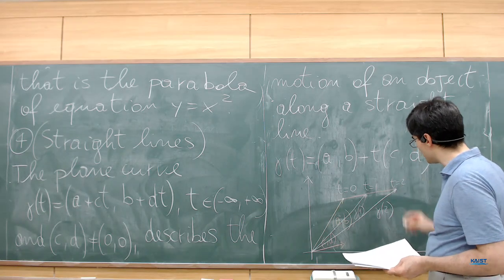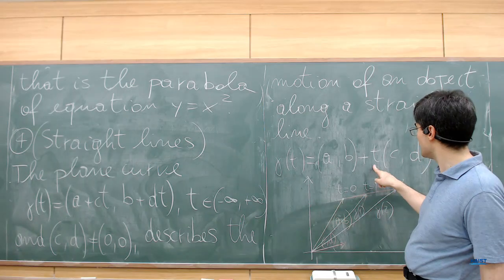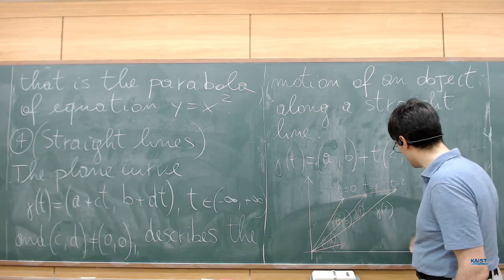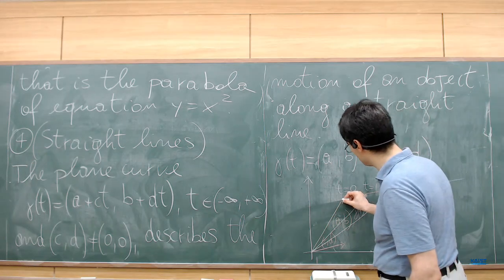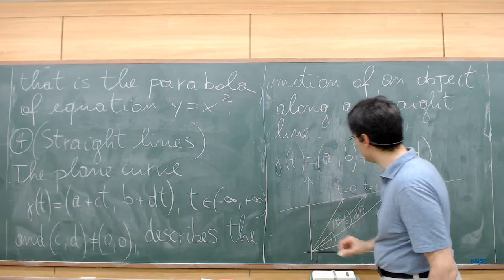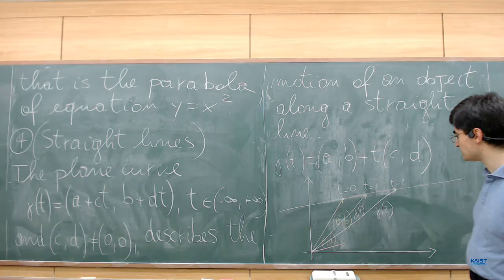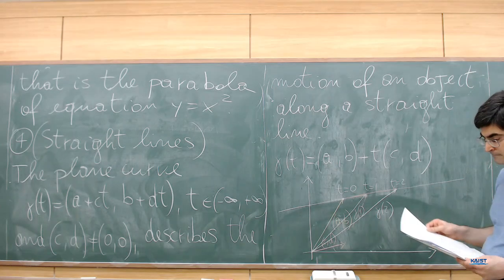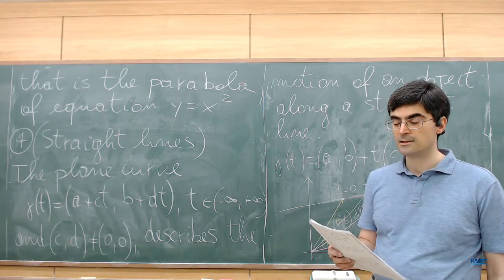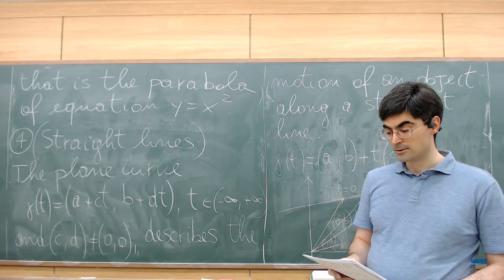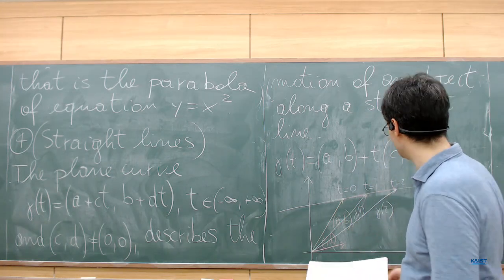If we take t equal 3, then gamma of 3 will be equal to AB plus 3 times CD, and in the end you will get a straight line if you let t vary in minus infinity, plus infinity. The next topic I will present today is the derivative of a curve, and I will also talk about its geometric interpretation.